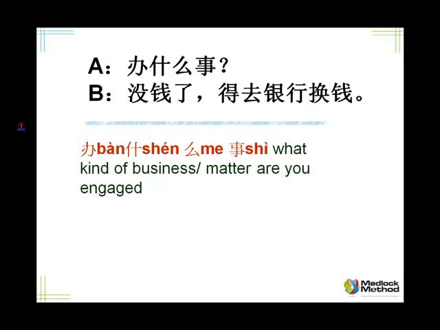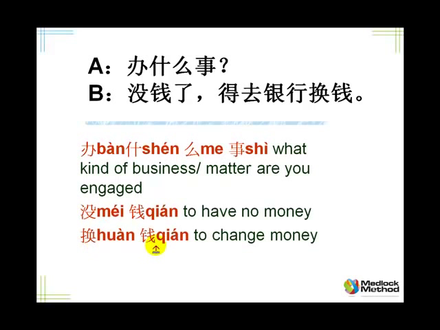办什么事? To do what kind of business? Again, being inquisitive. I mean, being nosy again. Remember, 办事, to do business, to deal with business. And to deal with what kind of business? What business? 什么事? 办什么事? And 没钱了, no money. I think I've recognized that situation. So what do you do when you have no money? 得去银行换钱, 换钱, to change money. As a foreign student. Oh, right, I guess.